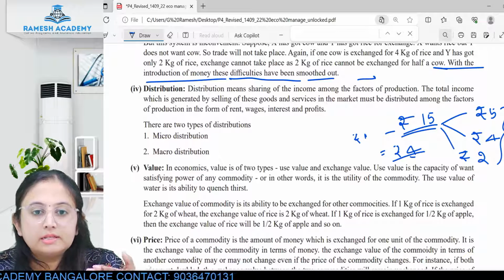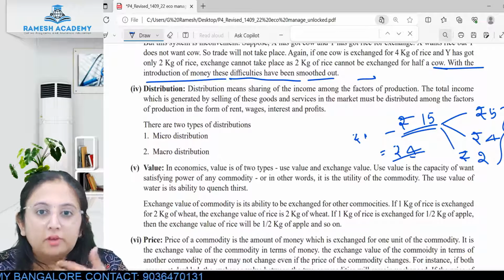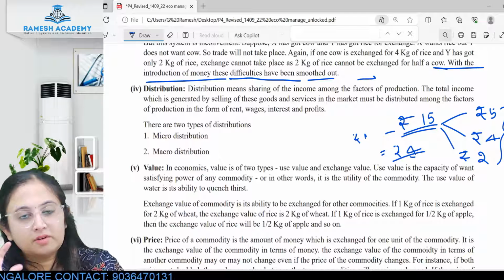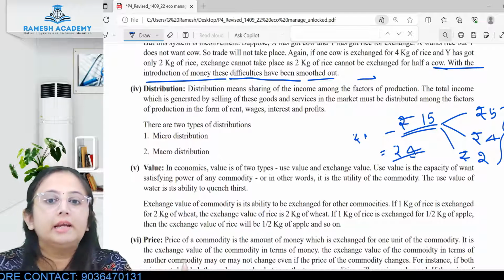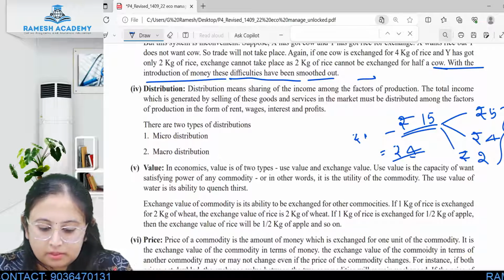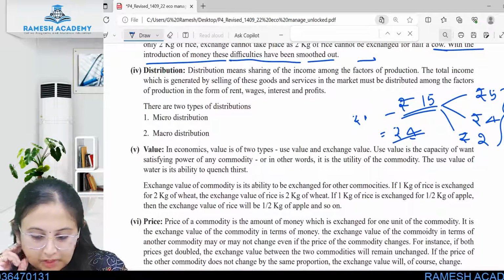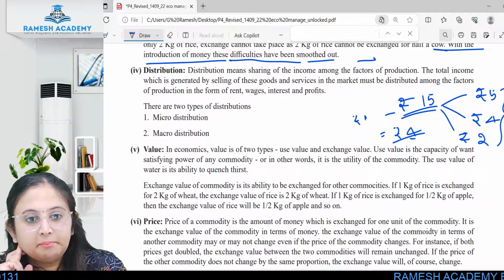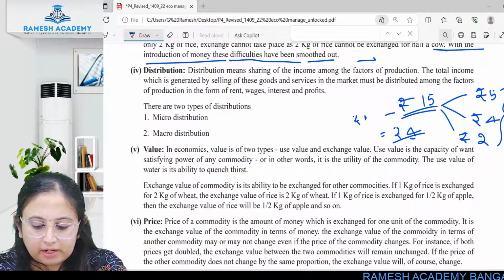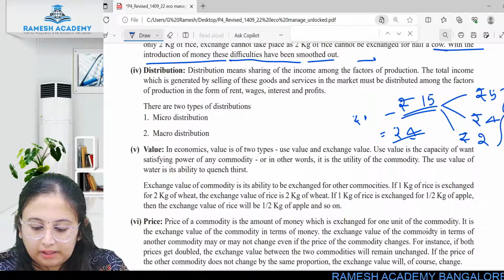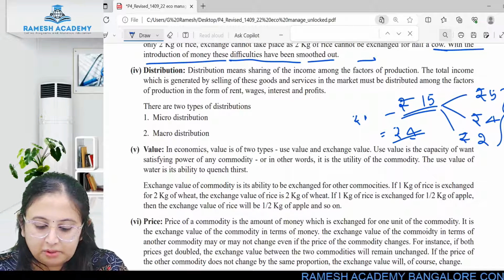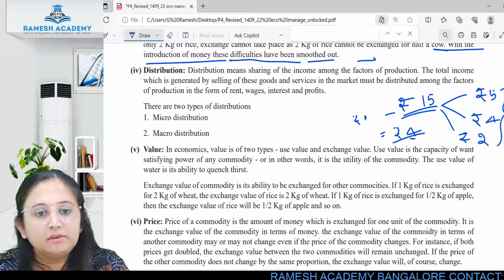So all these things I have to distribute, I have to give it back to them, and after that whatever is left out, that profit, I will take it as an entrepreneur. So that is what distribution means. Distribution means sharing of income among the factors of production, and the total income which is generated by selling of these products, goods and services in the market must be distributed among the factors of production in the form of rent, wages, interest and profit.